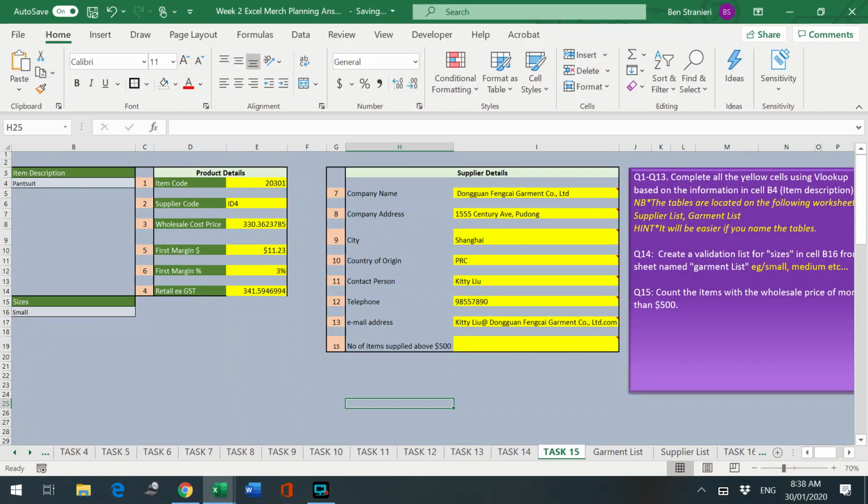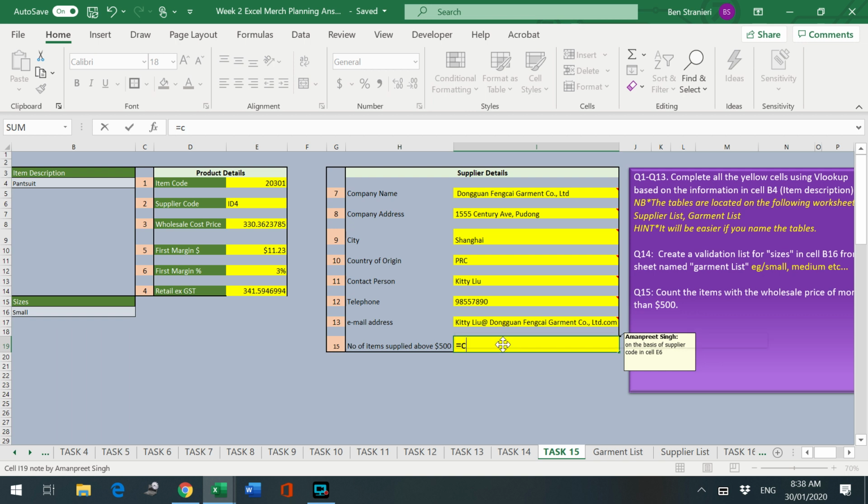Question 15, we have to find and count the number of items with a wholesale price of more than $500 supplied by ID4 supplier. So in this cell we're going to do equals COUNTIFS. And the first criteria range we're looking for is the supplier code.